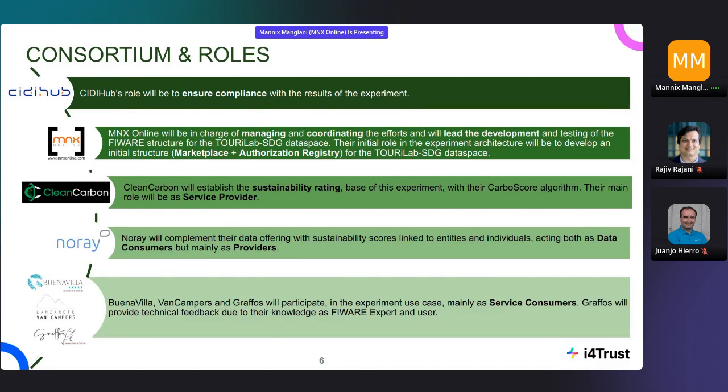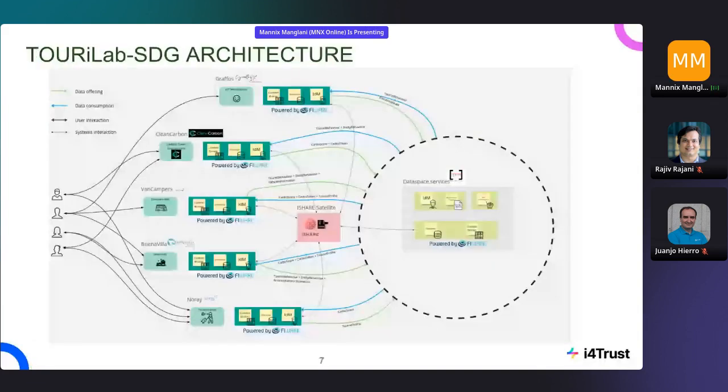And then there are the service consumers that will be Buenavilla, Van Campers, and Grafos. Buenavilla is an accommodation company. Van Campers is an alternative accommodation company with campers, and Grafos is an IoT company based in the Canary Islands. All of them are in the Canary Islands. Grafos is in La Palma, and they have IoT devices that check for users' state of mind. Okay, so this is the technical aspect of the architecture.